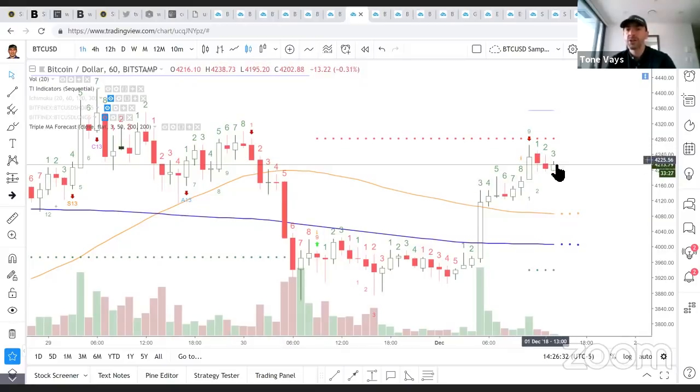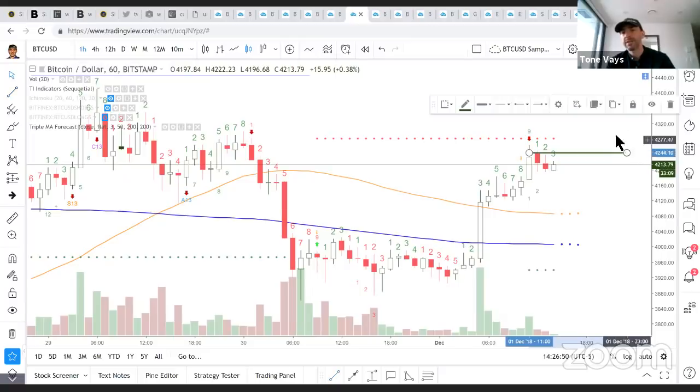Looks like this correction is coming to an end around now. We're back to 42.13 on Bitstamp. Just gotta wait for it to get back above a 9. So if I get my green line back, the moment we can get back above this line, right?